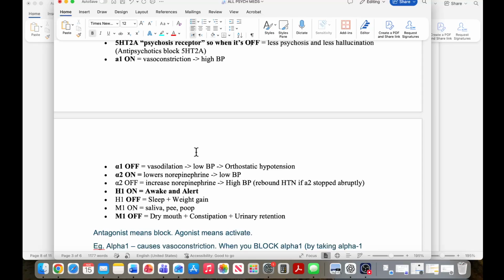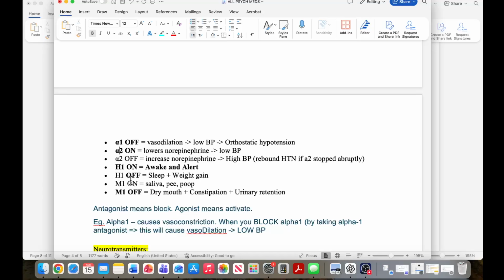but I add them here because don't forget that some antidepressants, some SNRIs, work on serotonin and norepinephrine. So this is important because they use these receptors, just to have an idea. But anyway, H1, when it's on, it keeps you awake. H1, when it's off, it makes you go to sleep and gain weight.